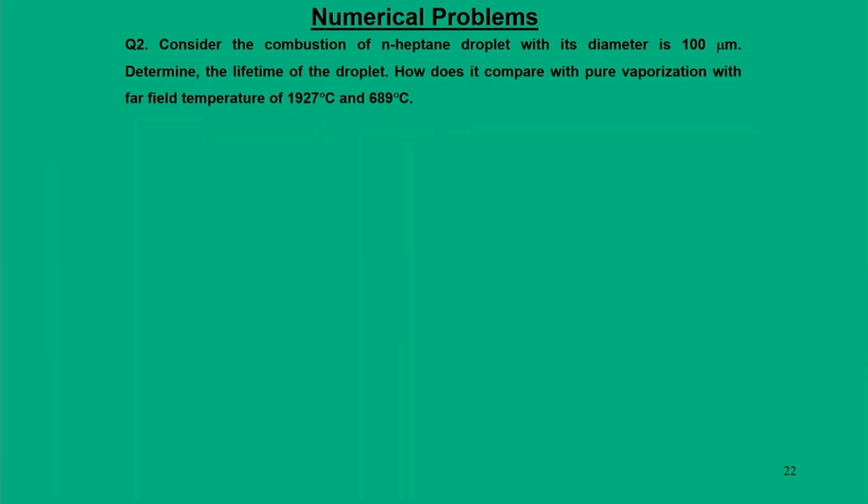Now, second part of this problem, we need to find out the lifetime of the droplet and how it compares with pure vaporization with far field temperature. So, basically we are going to compare burning versus pure vaporization. In this case the difference will be the transfer number. We need to find out the transfer number for burning, which is BOQ, and for pure vaporization this transfer number is BQ. With that difference we need to compare.